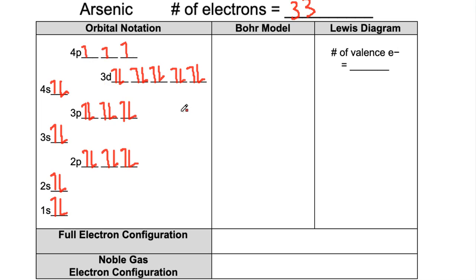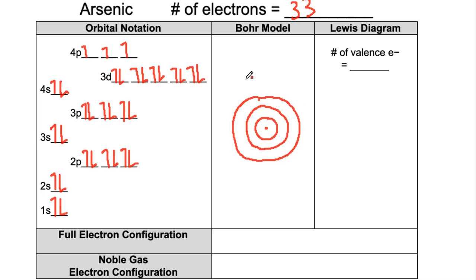Okay, so now for the Bohr model. Now when I'm looking at this, I'm noticing that arsenic has electrons in the 1st, 2nd, 3rd, and 4th shells, or fourth energy levels. And so that means my Bohr model needs to have 4 shells. There's 1, 2, 3, and 4.